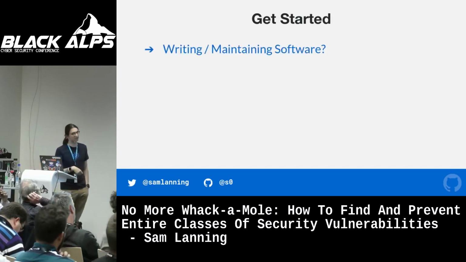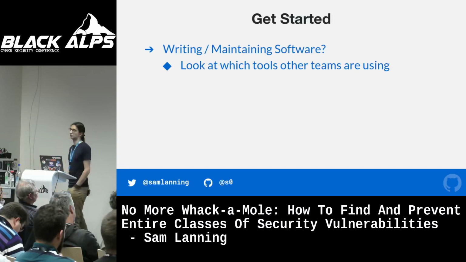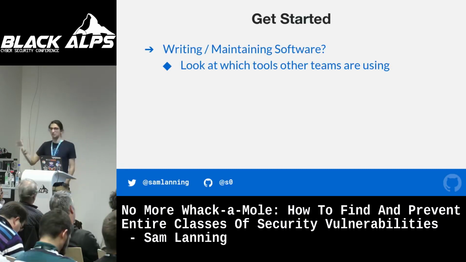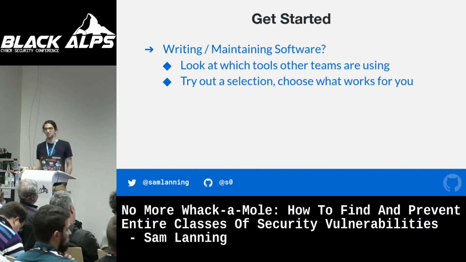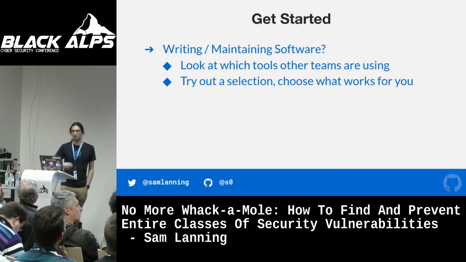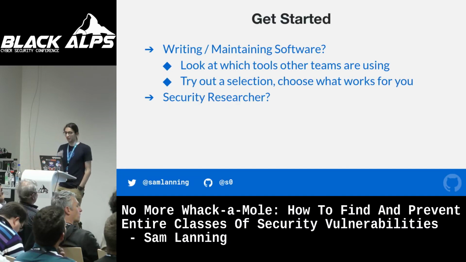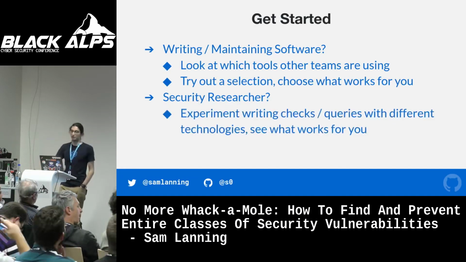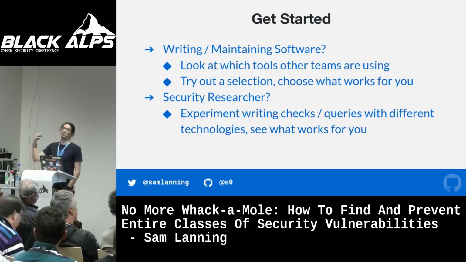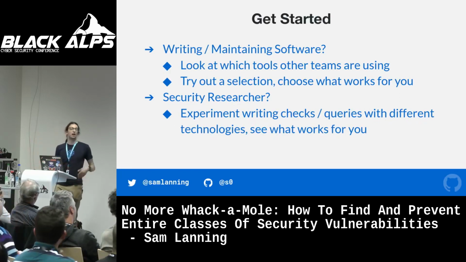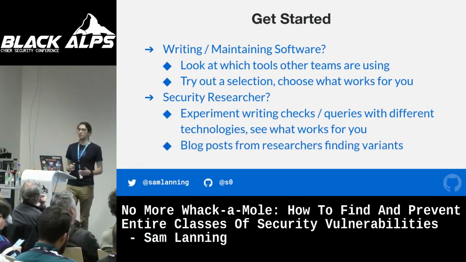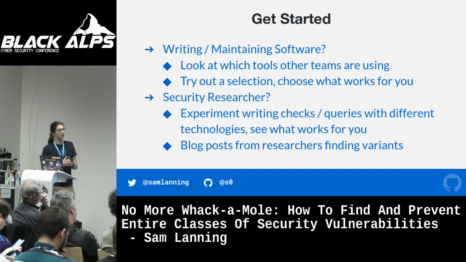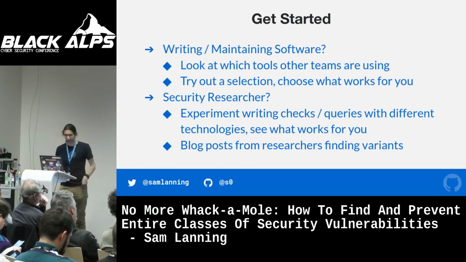So if you're writing or maintaining software, look at which tools other companies are using, some larger software projects, etc. Try out a different selection, see what works for you. If you're a blue teamer or a security researcher, experiment writing checks or queries with different technologies. It might be that the sorts of vulnerabilities that you're looking into are more easily expressed in one tool over another. And take a look at what other researchers are doing as well. Look at blog posts, look at research, go to talks and stuff.